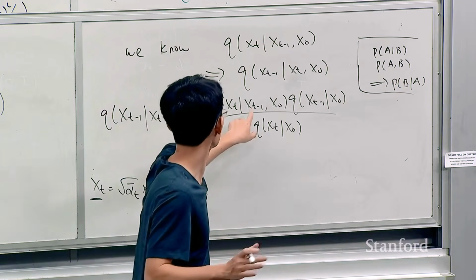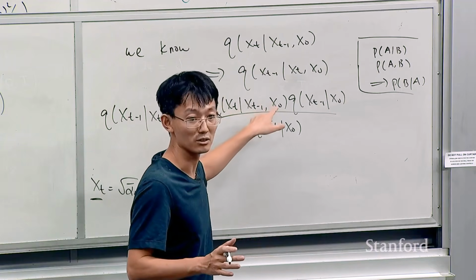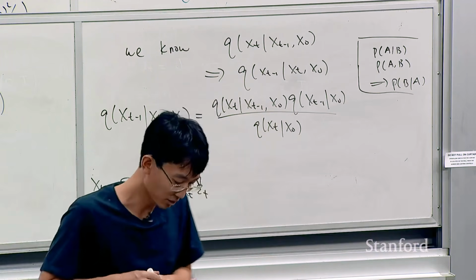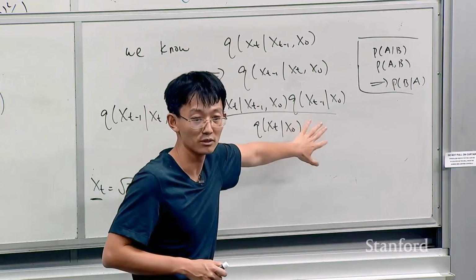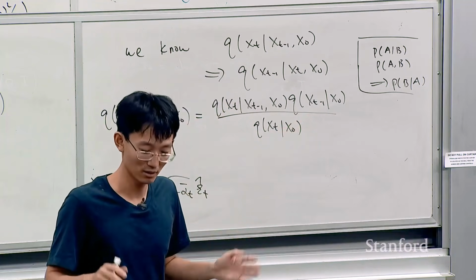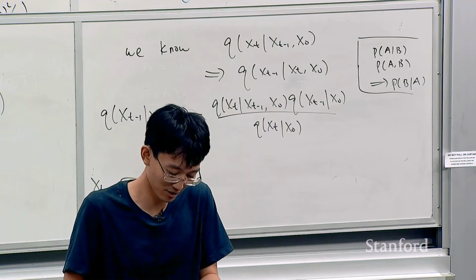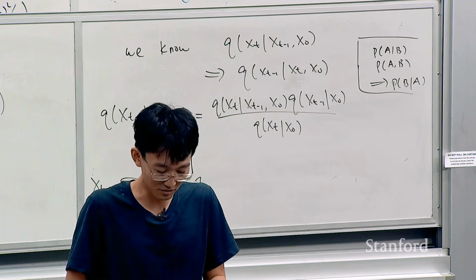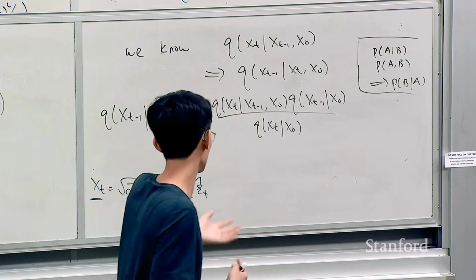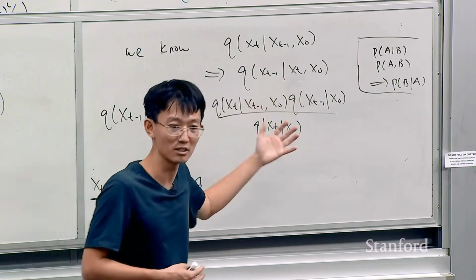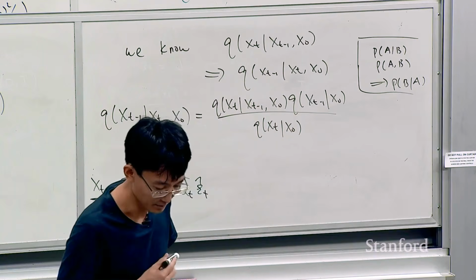Because it's Markov, right? So given x_{t-1}, you don't even need x0. Basically all of these quantities here are known, and you can just plug in. In the lecture notes, we have a slightly faster way to do it, but in principle, you can plug in all the density functions and you can just get the formula.